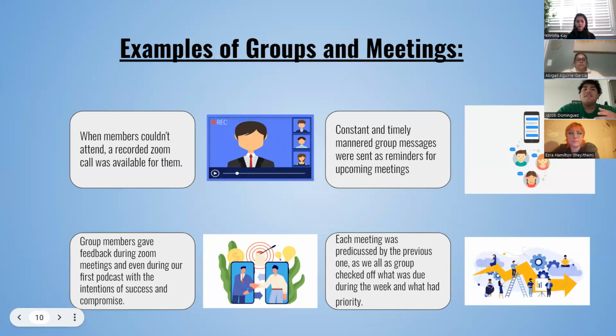Also, group messages were sent in a constant and timely manner as reminders for upcoming meetings. Certain group members were assigned roles as the mediator or the person who gave reminders about what's going on. They always managed to talk to everyone, saying, oh, hey, this is upcoming, this is due here. We're jumping into a meeting tomorrow at this time, on this set day. Everything was discussed very thoroughly and in a timely manner, so everyone was able to react very easily. Another thing we had was one of the group members gave a lot of good feedback during Zoom meetings.